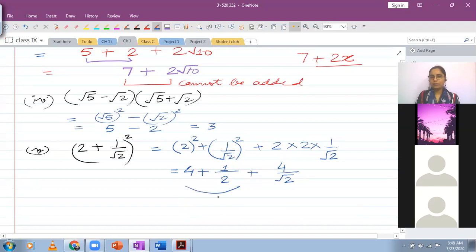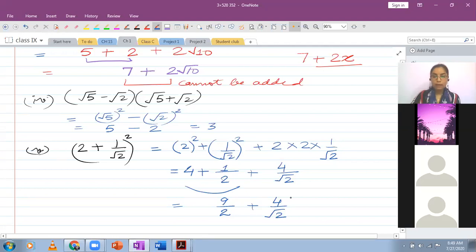Now these two can be combined, 4 and 1 by 2. Taking the LCM, this will be 9 by 2 plus 4 by root 2. Now, what we can do about these questions is these can be simplified further. Once we do the last question from this exercise, you will be able to see what I'm talking about. As such, you can leave your answer till here.